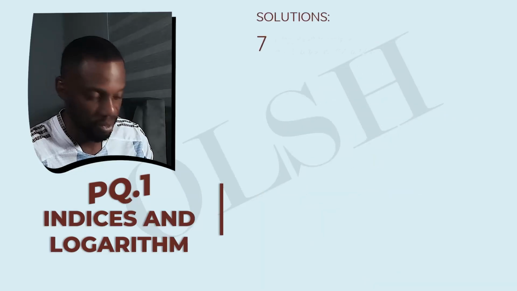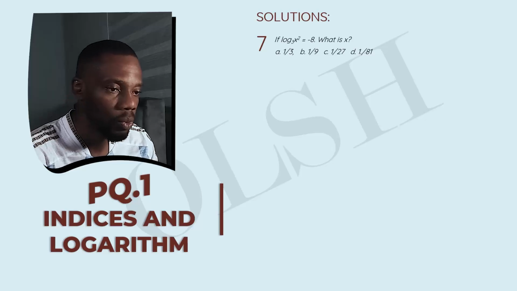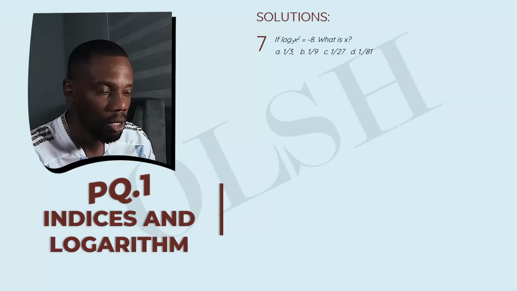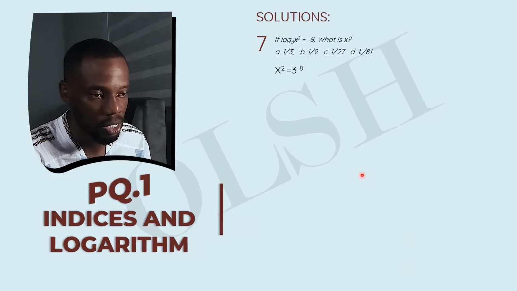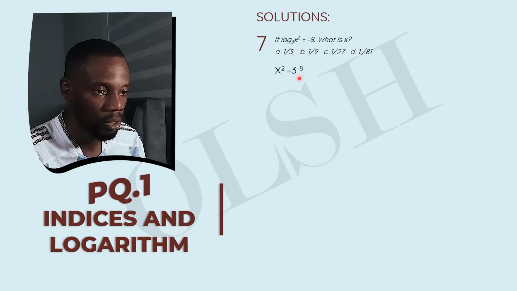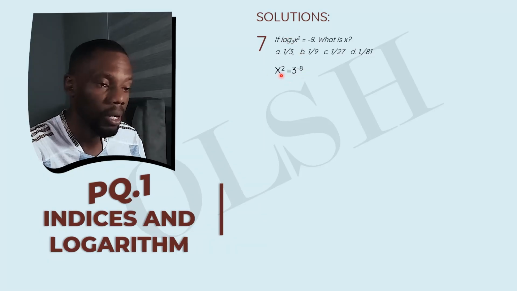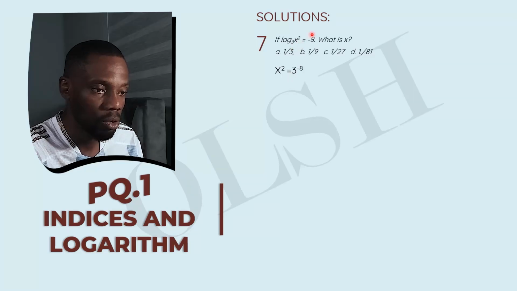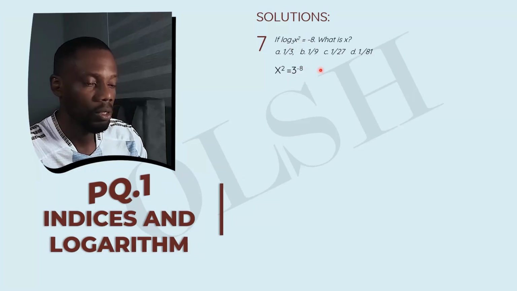Number 7. If log x squared to base 3 is equal to minus 8, what is x? All right, so of course, x squared is equal to 3 raised to the power minus 8. We just did something like that now, where this 3 comes from this base, and this minus 8 comes from this one here. Once we do this, we can lose the log. We lose the log by doing this actually. So x squared becomes equal to 3 raised to the power minus 8.